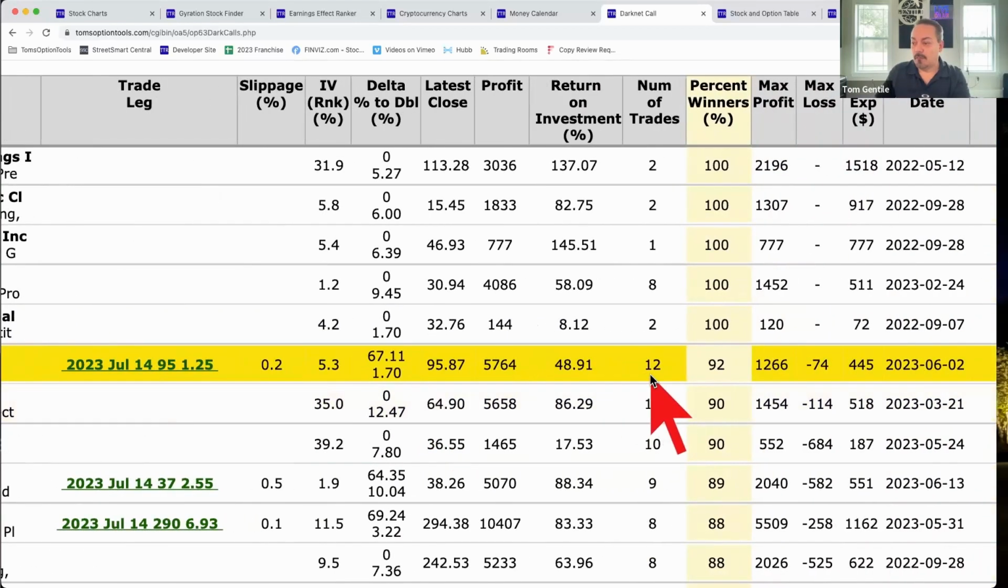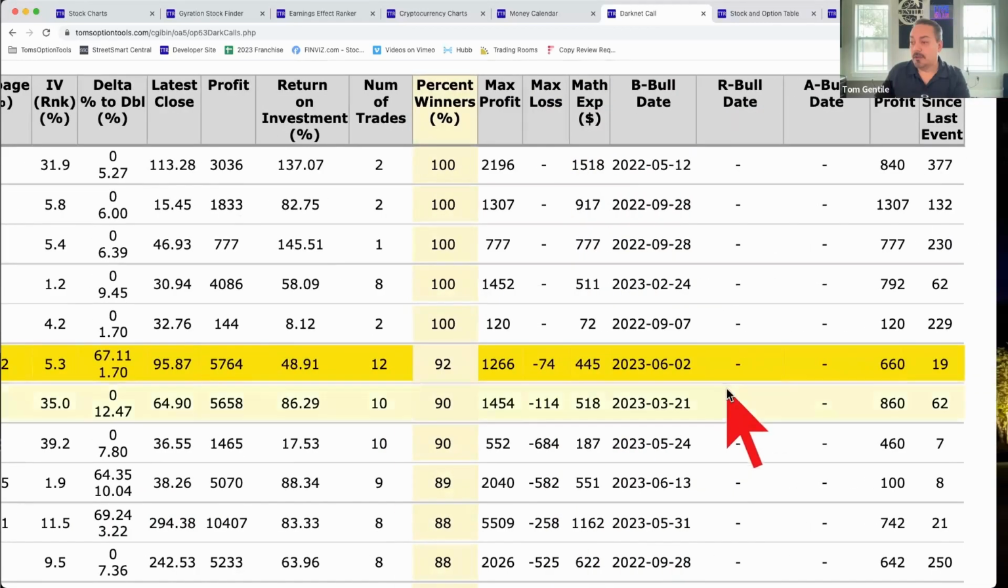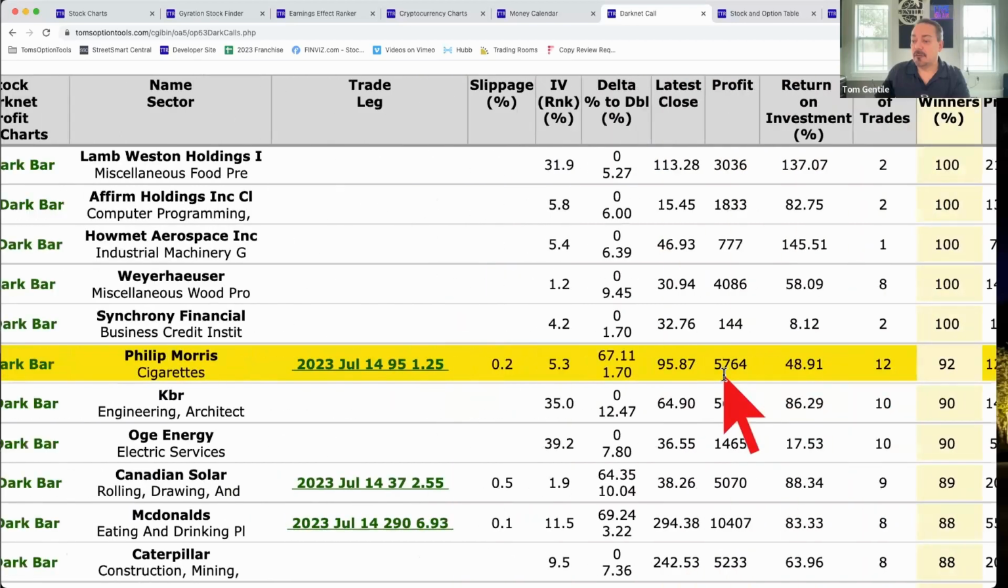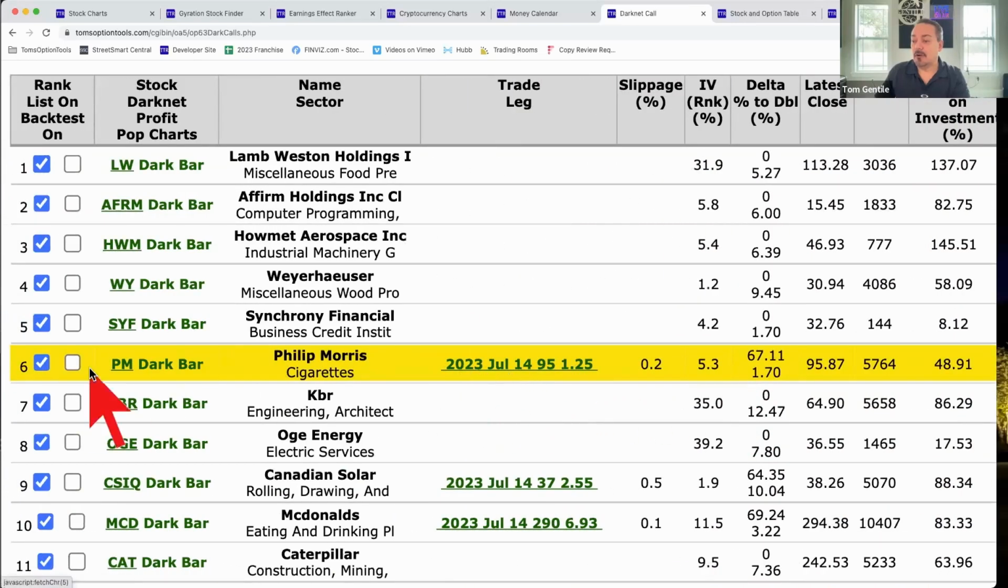But 12 of the last 13 trades, or excuse me, 11 of the last 12 trades are positive. I see a 92% win. And the last bull date looks like it was 6/2, June the 2nd. And right now that's showing a $660 open position profit in the last 19 days. So that's based on that Darknet buy.